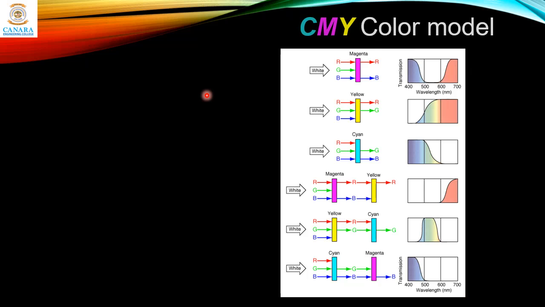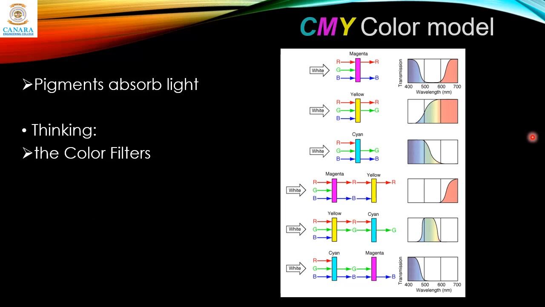Let us visualize the working of a CMY color model. So we can think about the pigments as something which absorbs light, and we can think that they are the color filters. So you can see the magenta acts as a green light filter, means it allows red and blue to pass through by blocking green, and yellow blocks blue light. It allows only red and green to pass through, and cyan blocks red color and allows green and blue to pass through. Now, if you put magenta and yellow together, it will block green and blue and only pass red color.